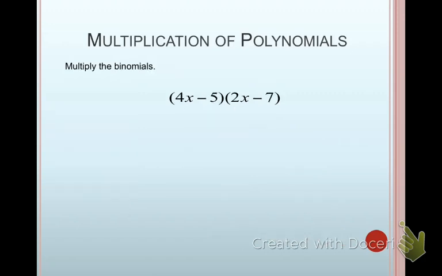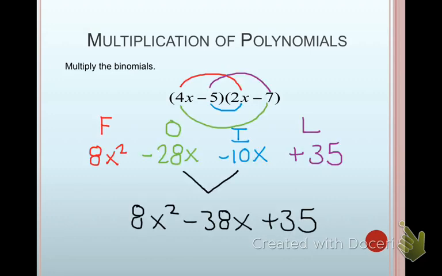Okay. Try one of these on your own and see what you come up with. Pause it and try it. Once I determined my first, outer, inner, last, and combined my OI, I came up with 8x squared minus 38x plus 35. Thumbs up if you got that same answer. If not, try to go back and see where you went wrong.